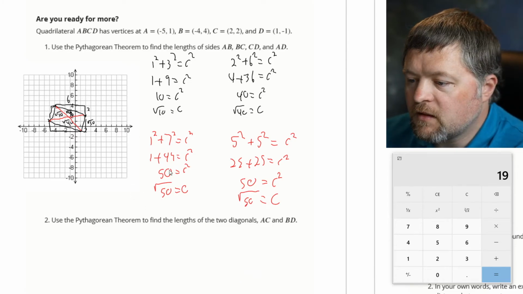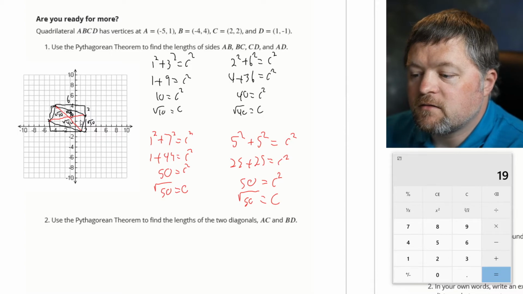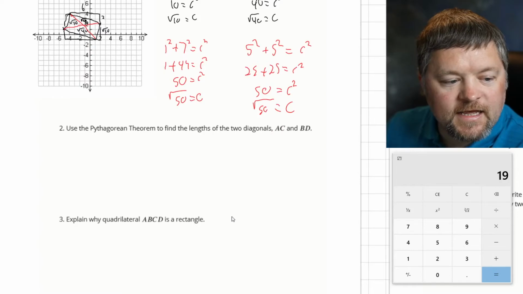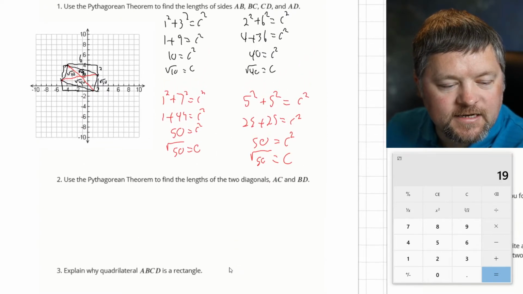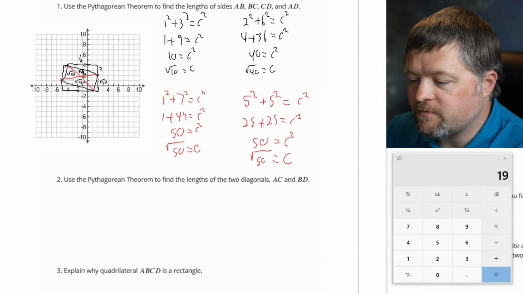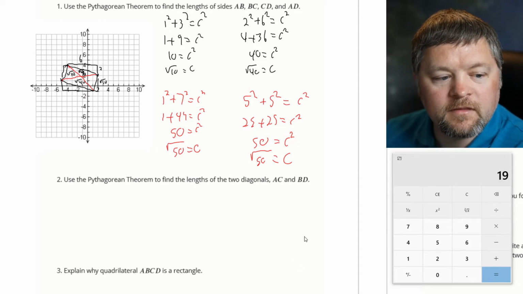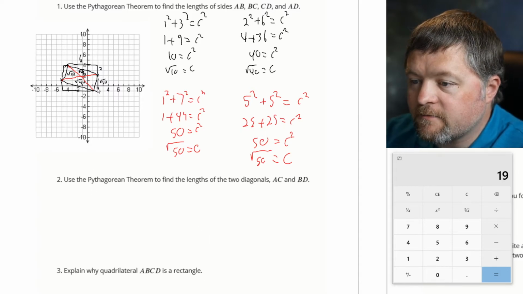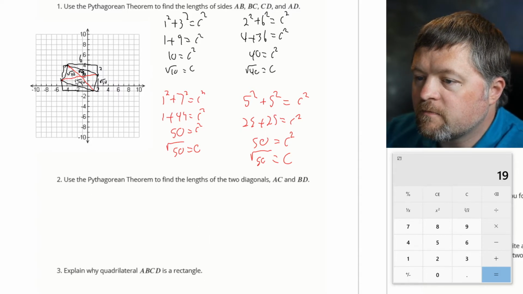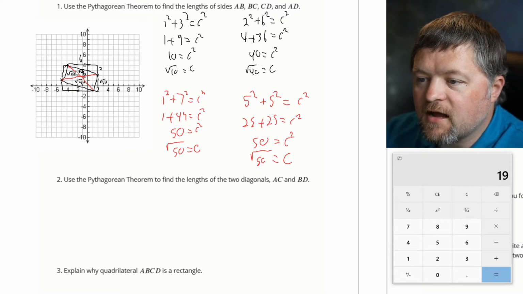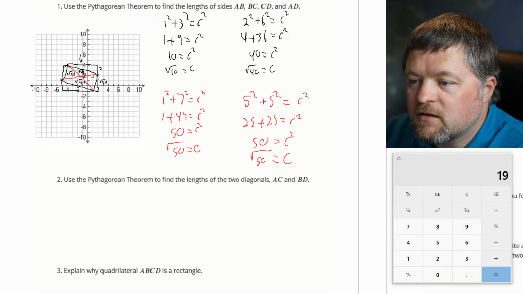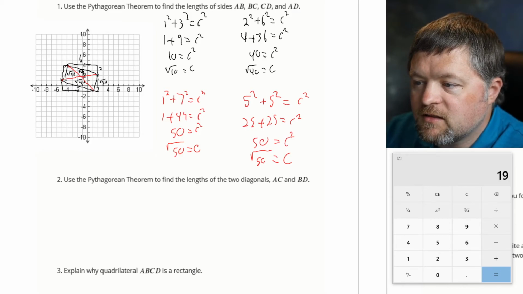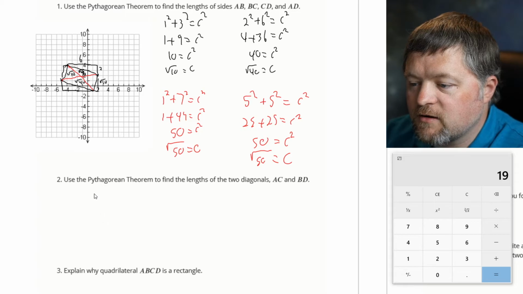So the next part of this question here is explain why ABCD is a rectangle. I don't really have space to write much underneath there, but we know the opposite sides are the same length. This side was the square root of 40. This side was the square root of 40. This side was the square root of 10. This side was the square root of 10.